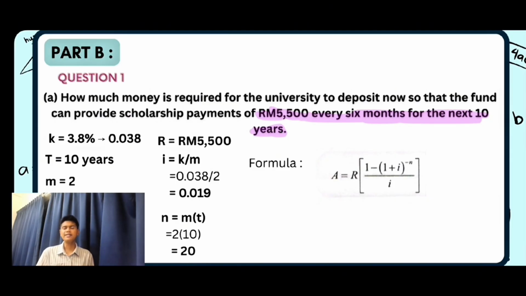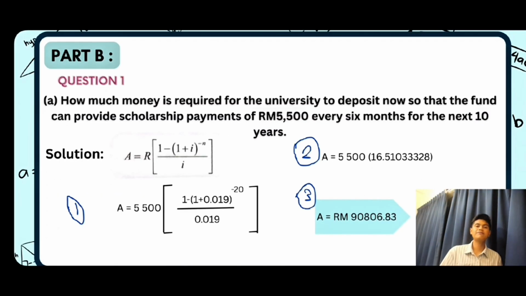So R here equals 5,500 ringgit, and i equals k divided by m, 0.038 divided by 2, equals 0.019, and n equals m times t, which is 2 times 10, is 20. So the formula that I will use here is A equals R open bracket 1 minus open bracket 1 plus i close bracket to the power of negative n, over i close bracket.